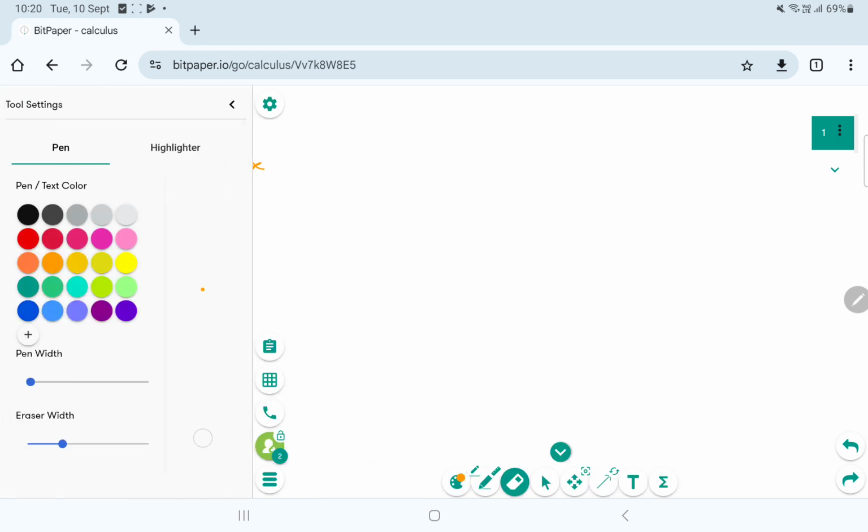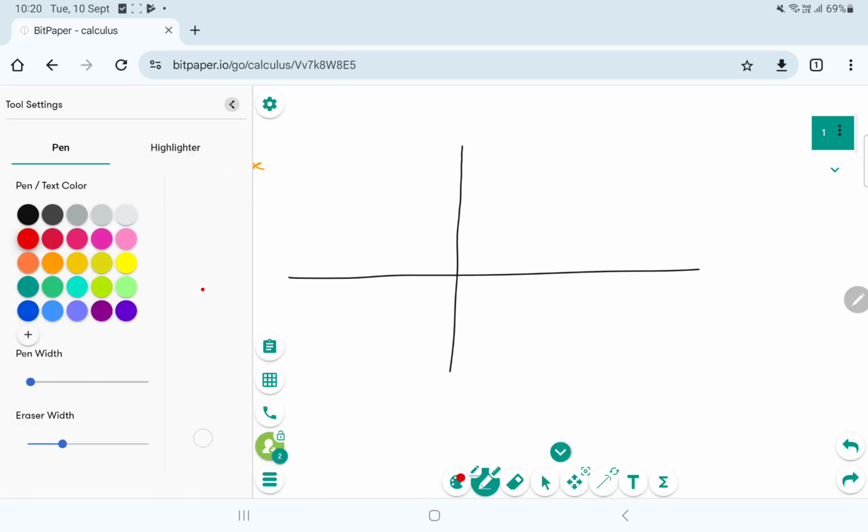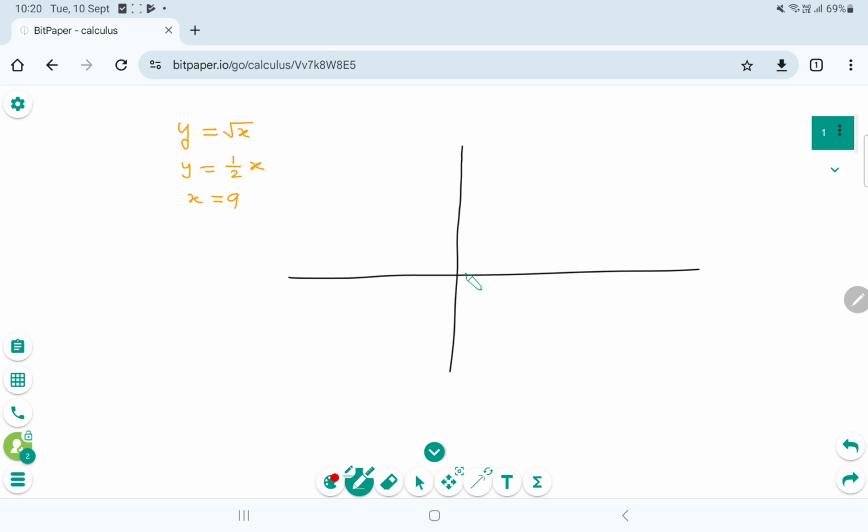Okay, I already did it. I got 18 minus 20.25. But I don't know if that's right. Let's see. So x equal to 9, if you put here, y you will get 3. Say x equal to 9 will be this, right? Something like this, right? I think I did something wrong.